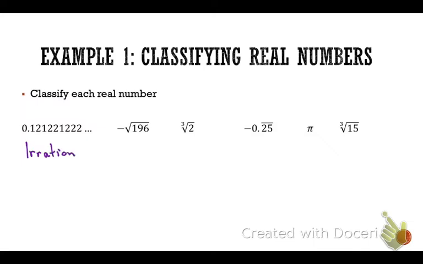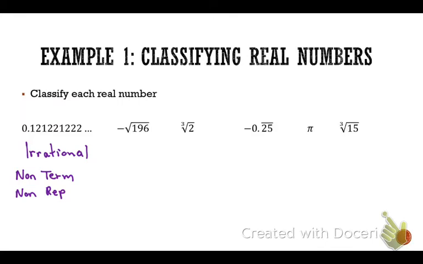I know that it's non-terminating, and I cannot definitively say that I have a repeating decimal or any kind of repeating pattern. So that number is irrational. You can abbreviate: non-terminating, non-repeating. Your reasoning for irrational is the same every time.